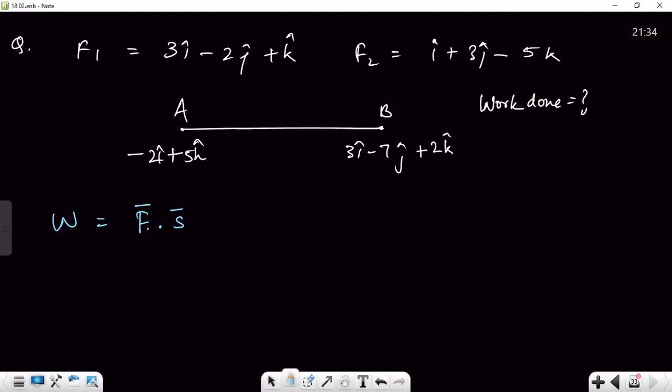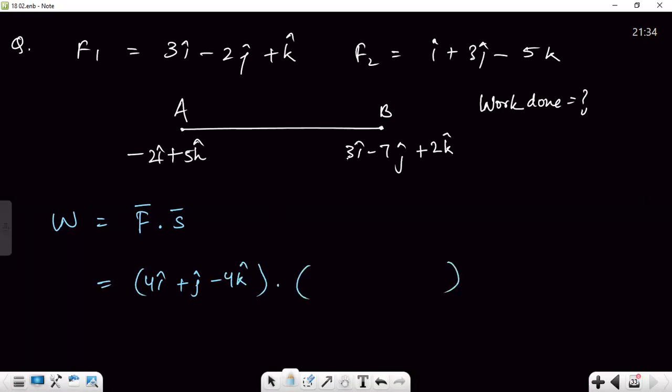First, let's find out the net force on the particle. The net force on the particle is F1 plus F2. So I'll simply add them. 3i plus i cap becomes 4i cap. Minus 2j cap plus 3j cap becomes plus j cap. Plus k cap minus 5k cap becomes minus 4k cap. Dot product with the displacement.